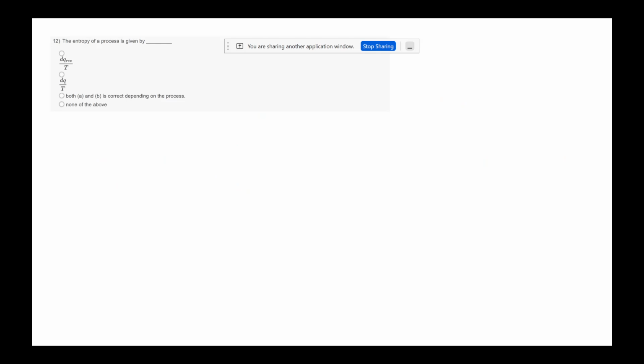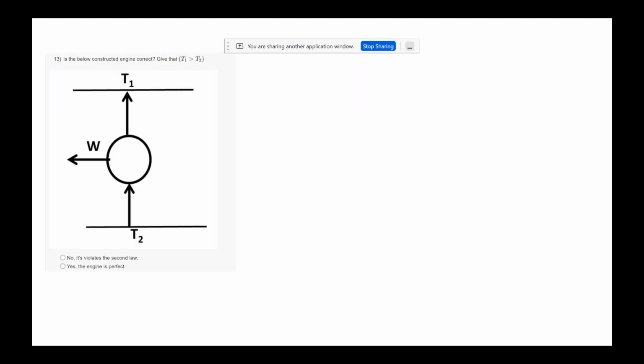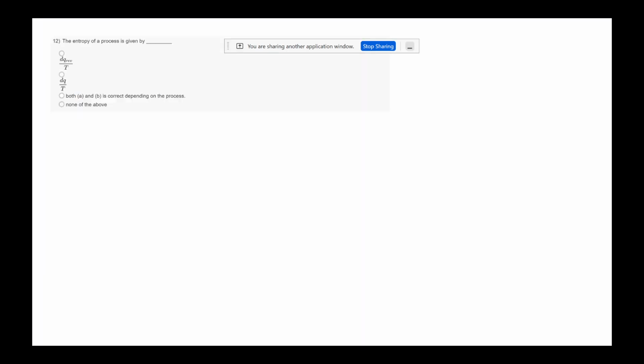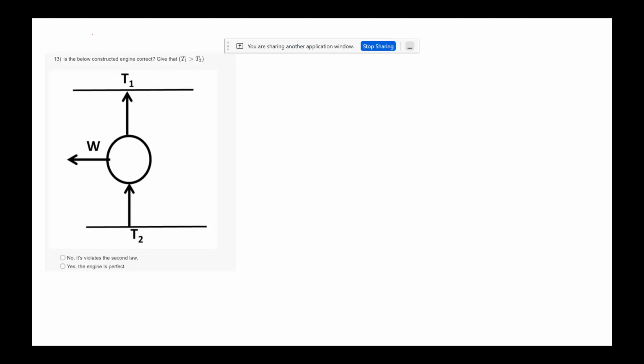The last problem, the second last problem: the entropy of a process is given by this. So for a process, this should be reversible, because for an irreversible process we cannot define the entropy properly. So this will be this thing. This is also very easy.